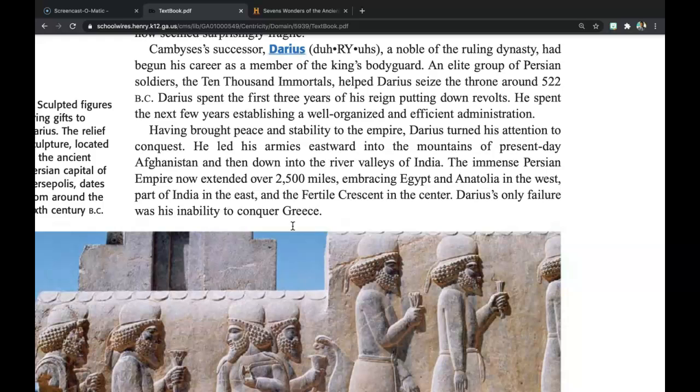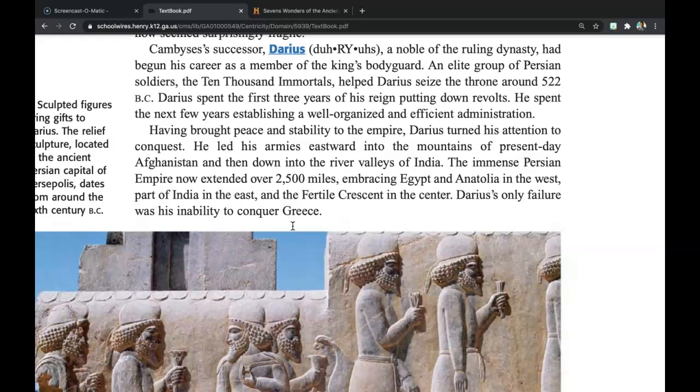Cambyses' successor, Darius, a noble of the ruling dynasty, had begun his career as a member of the king's bodyguard. An elite group of Persian soldiers, the 10,000 Immortals, helped Darius seize the throne around 522 BC. Darius spent the first 3 years of his reign putting down revolts. He spent the next few years establishing a well-organized and efficient administration. Having brought peace and stability to the empire, Darius turned his attention to conquest.